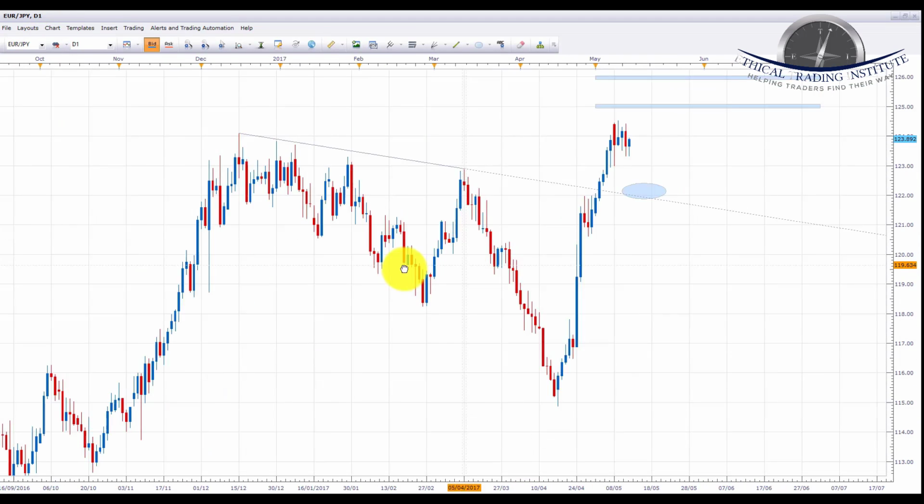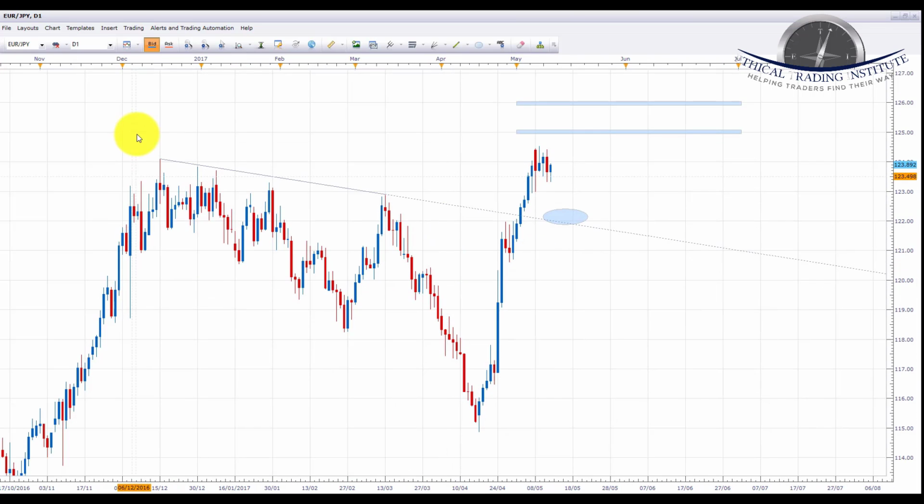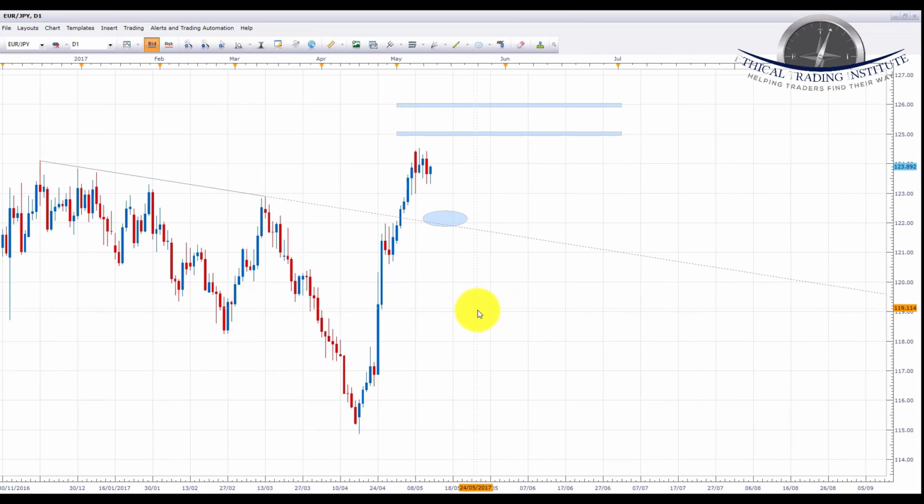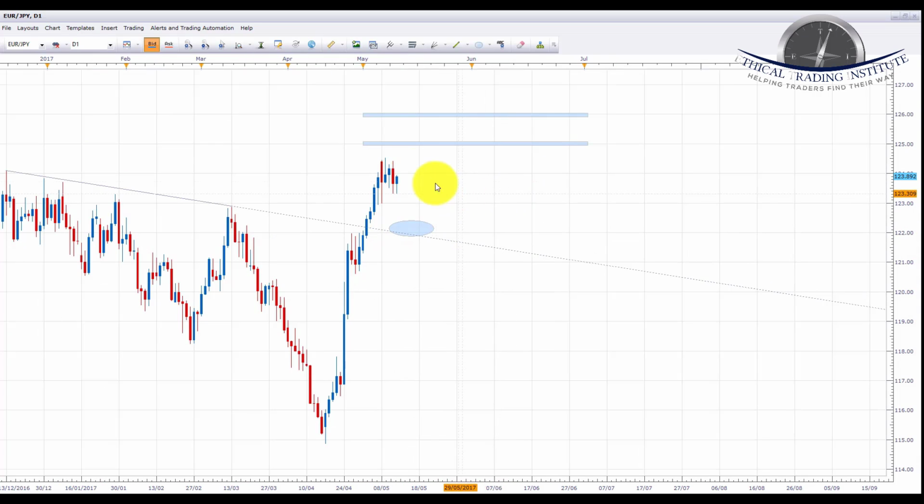Euro-Japanese yen. Euro-Japanese yen is clearly in an uptrend here, and it has broken out of this downward sloping trend line. I do wonder if we're going to get a pullback to the 122 psychological area, and also this downward sloping trend line. We have a bit of a support confluence here. However, taking shorts here may be a little bit risky.